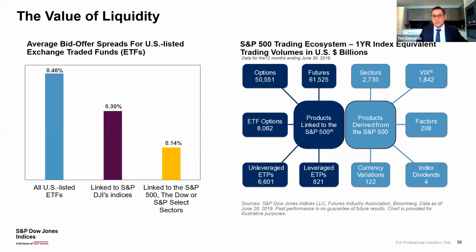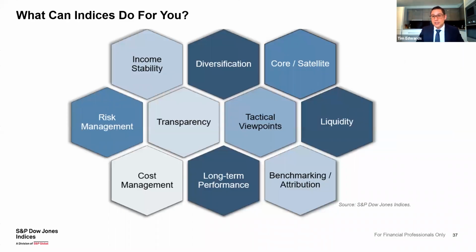And you see this on the left: the average bid-offer spread of some ETFs, exchange traded funds, all of them in the US, those linked to S&P's indices, and those linked to our household names, if you like, the S&P 500, the Dow, and the S&P 500 sectors. And the last thing, just before I share my conclusions, is a challenge to you.